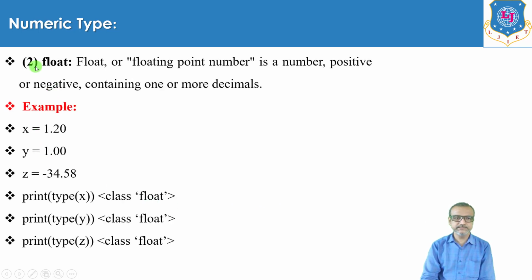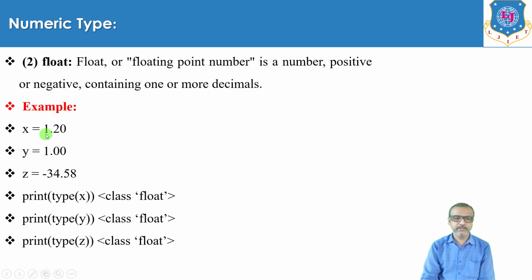Now we will see second numeric type, that is float. Now what is float? Float or floating point number is a number, positive or negative, containing one or more decimals. For example, 2.3, 7.83, minus 9.15, all these are float numbers.